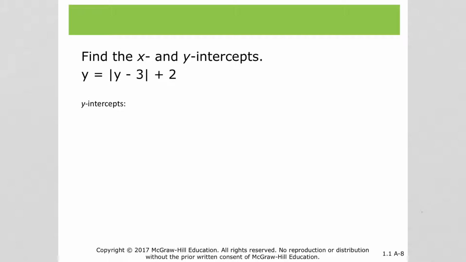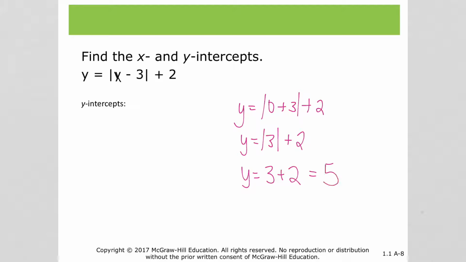To find the y-intercepts, ooh, that's supposed to be an x right there. To find the y-intercept, then we plug in where x is 0. So we have the absolute value of 3, which is 3, and 3 plus 2 is 5. So your y-intercept is at (0, 5).